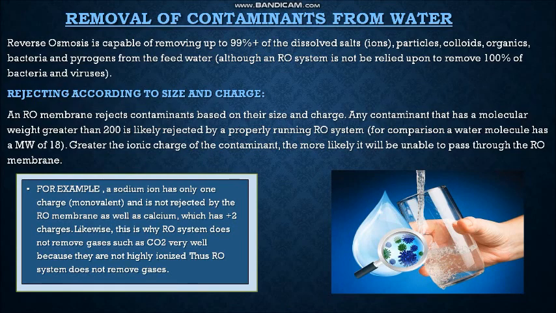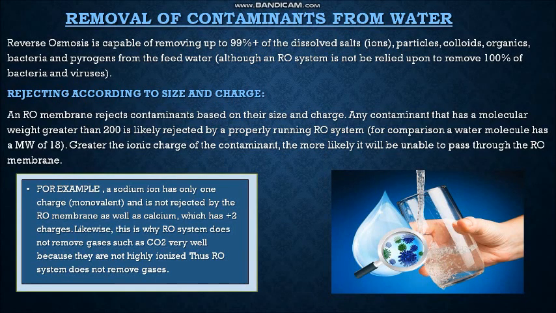An RO membrane rejects contaminants based on their size and charge. If the molecular weight of the contaminant is greater than 200, it is likely to be rejected by the RO system membrane. As we know, the molecular weight of water is 18.